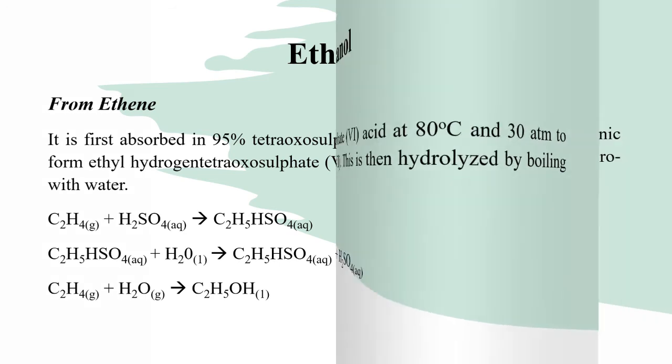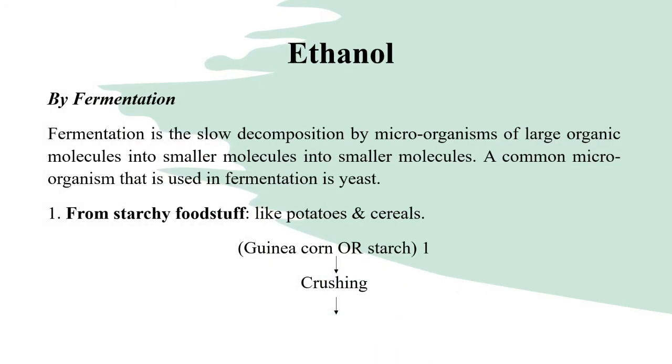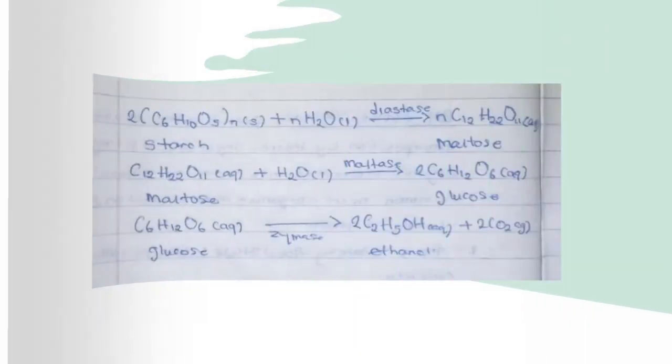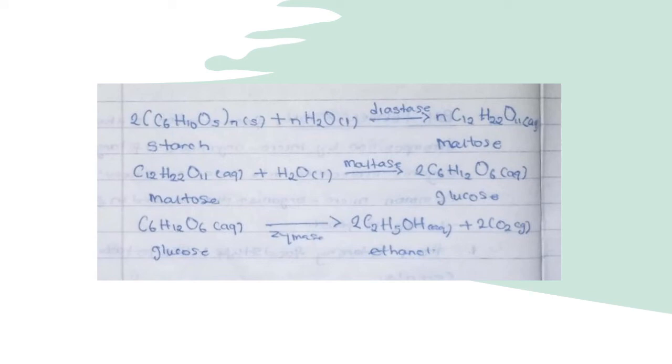Number 2, by fermentation. Fermentation is the slow decomposition by microorganisms of large organic molecules into smaller molecules. A common microorganism that is used in fermentation is yeast. You can get them from starchy foodstuff like potato, rice, maize, etc. Also from sucrose. Sucrose will also give you glucose and fructose. From other sources like fruit, sugarcane, and honey.